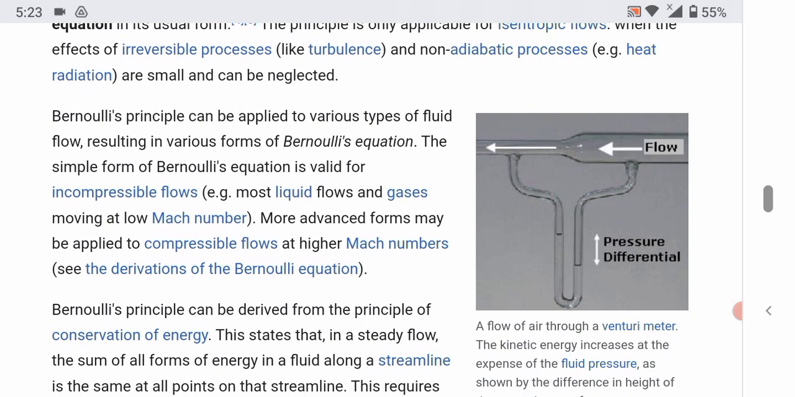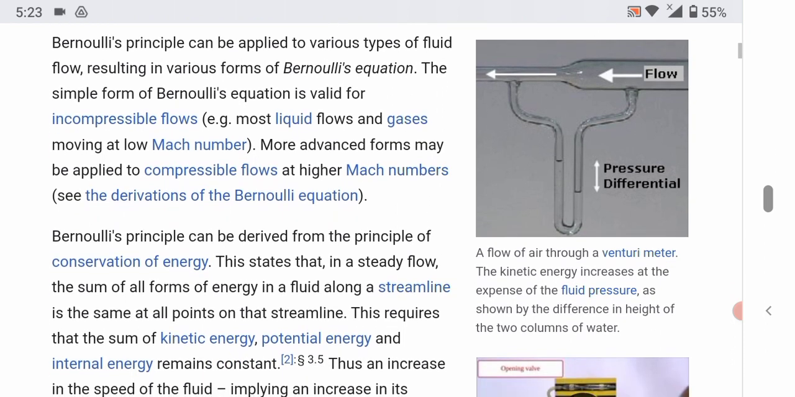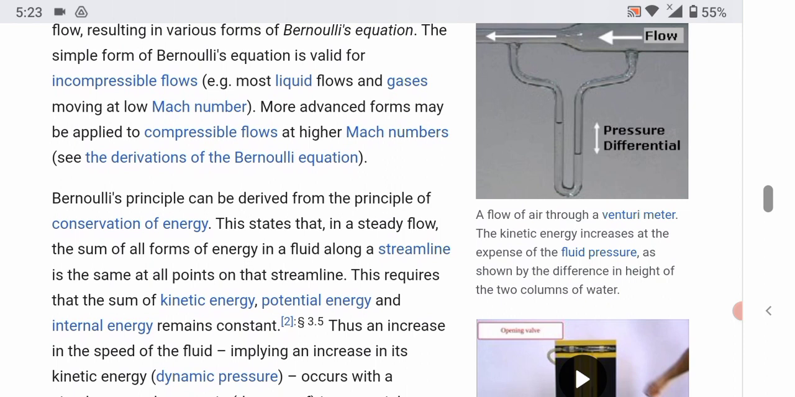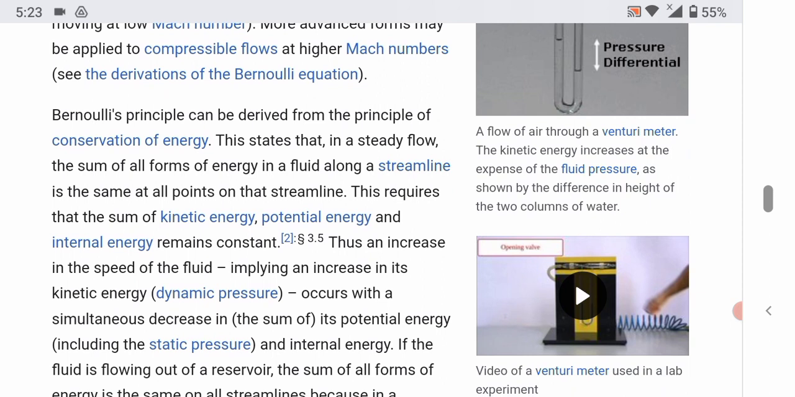Bernoulli's principle can be applied to various types of fluid flow, resulting in various forms of Bernoulli's equation. The simple form of Bernoulli's equation is valid for incompressible flows, for example most liquid flows and gases moving at low Mach number. More advanced forms may be applied to compressible flows at higher Mach number. See the derivations of the Bernoulli equation.